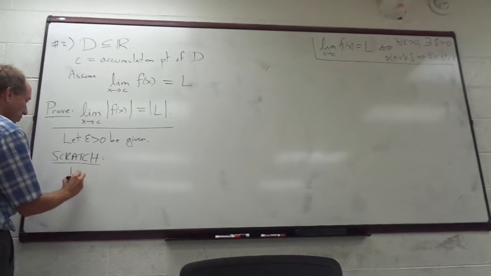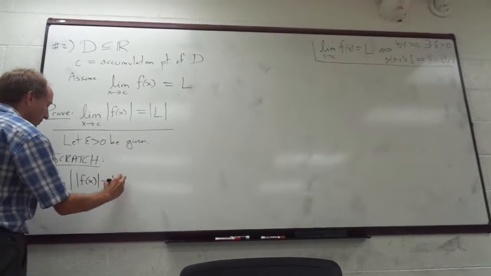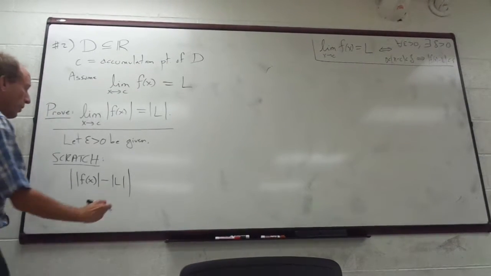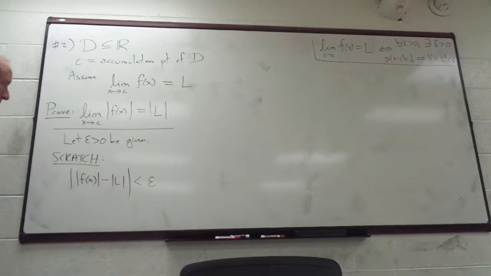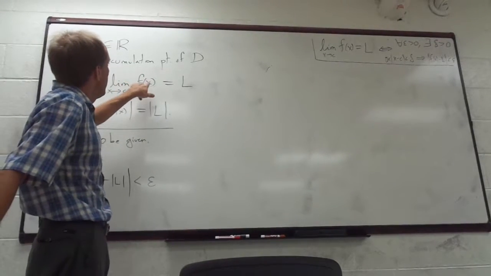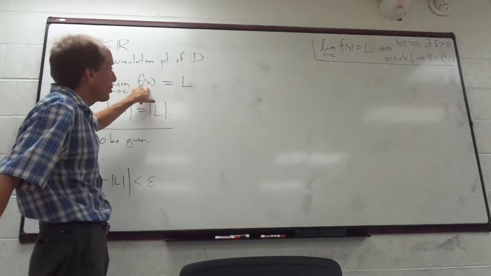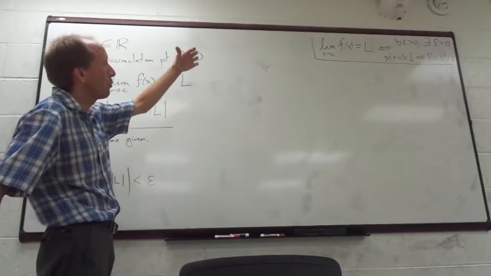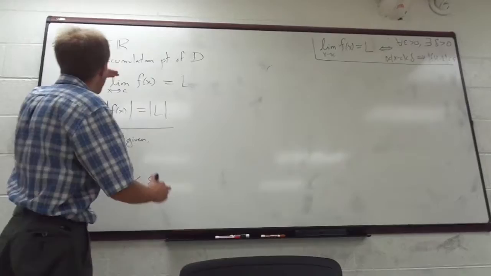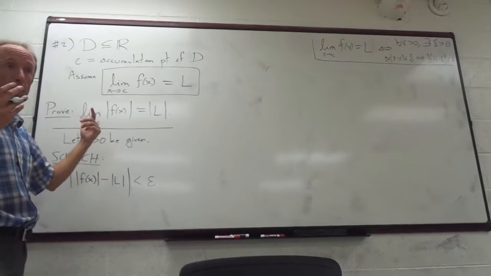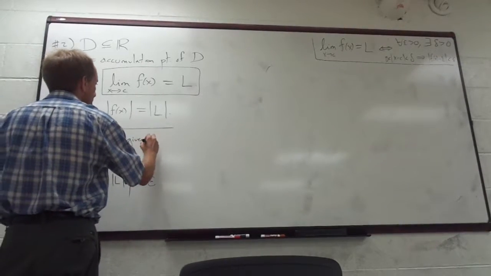We want to have the absolute value of f of x minus the absolute value of L. We want to look at this difference, and we want that to be less than epsilon. And we know that if we have the absolute value of f of x minus L less than epsilon, then there will be a delta for that, because this limit already is assumed. So given this epsilon, there already exists a delta, so let's just note that now.